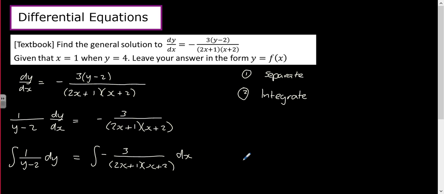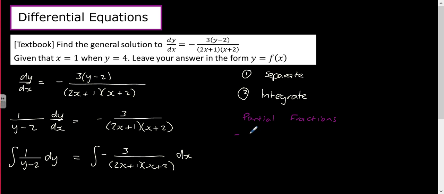Now, how do you integrate minus 3 over 2x plus 1 times x plus 2? We've got to use partial fractions. All right, that's our technique in integration. Remember I said this will bring all of your tricks, all of your integration tricks together. You can be surprised by any sort of question. So we're going to use partial fractions here. And you will be rewarded with marks for this, so don't worry.